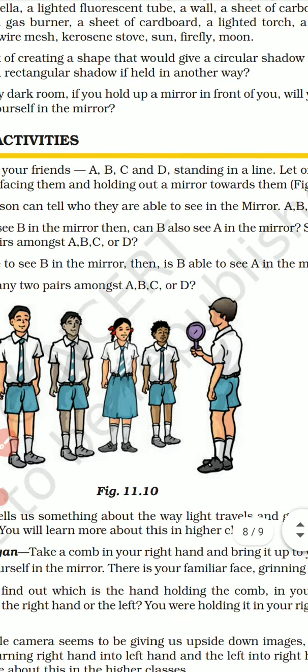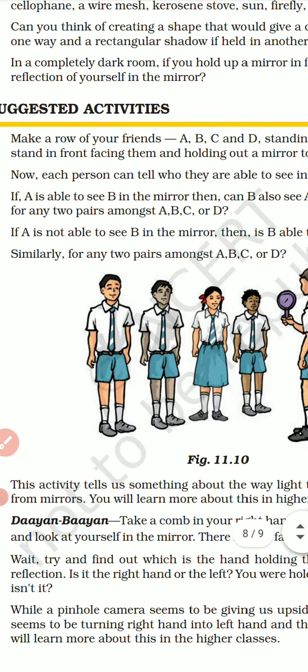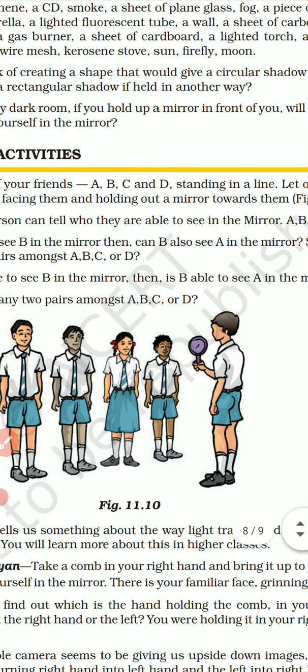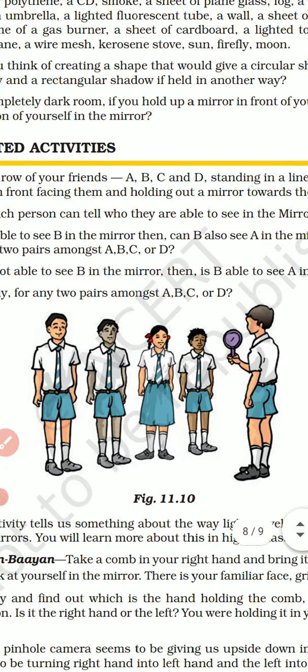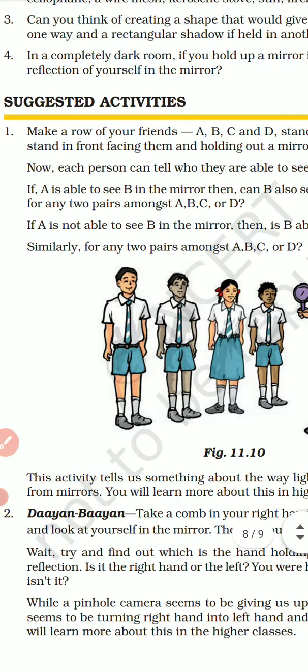So whether it is A or B or C or D, if A is able to see B in the mirror, then can B also see A in the mirror? Similarly, for any two pairs amongst A, B, C or D. You can just check: turn the mirror and ask, are you able to see A, B, C or D? If they say yes, then keeping the mirror in the same position, you have to ask the other person.